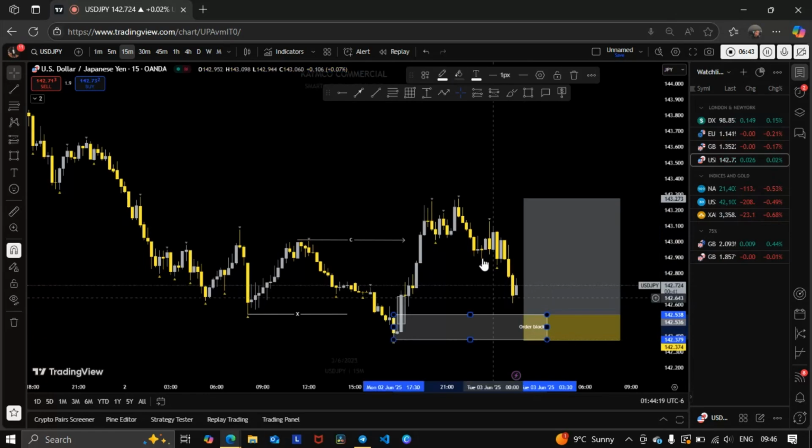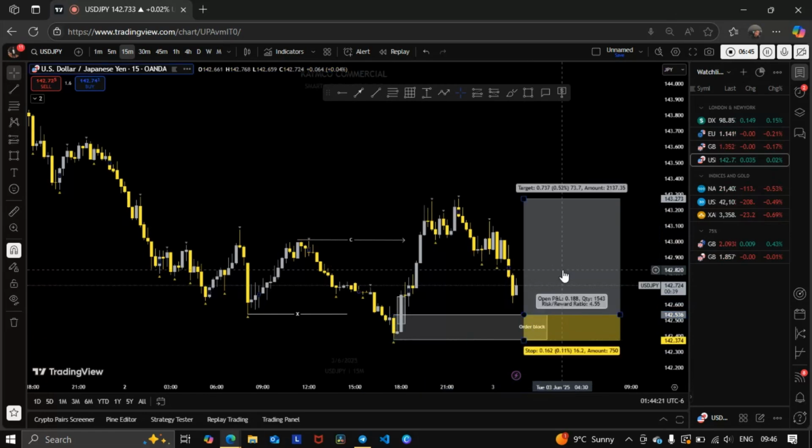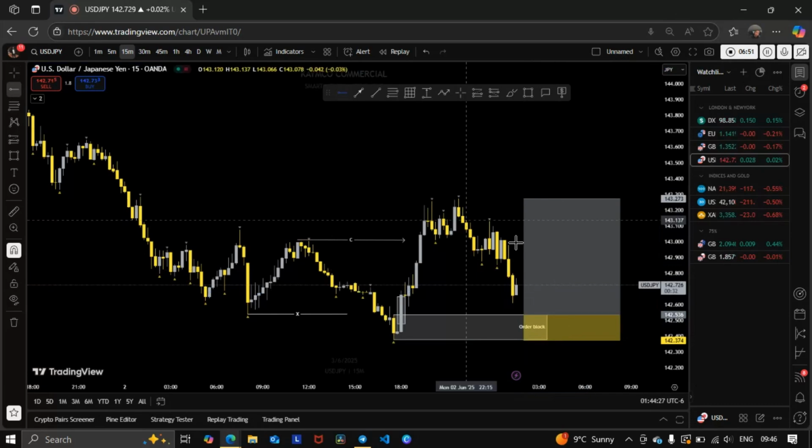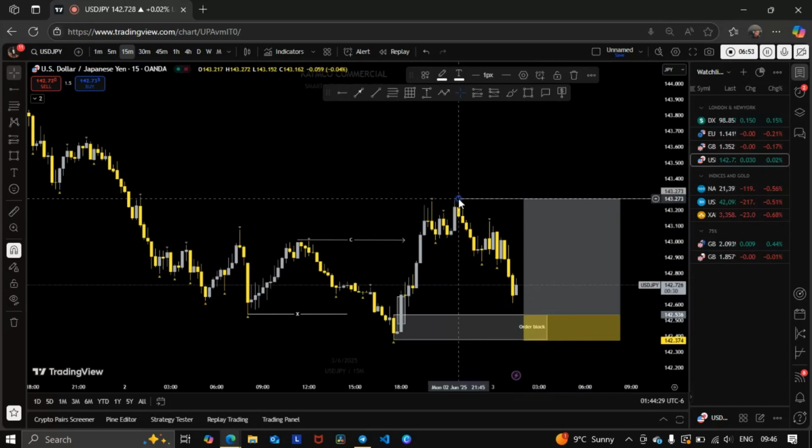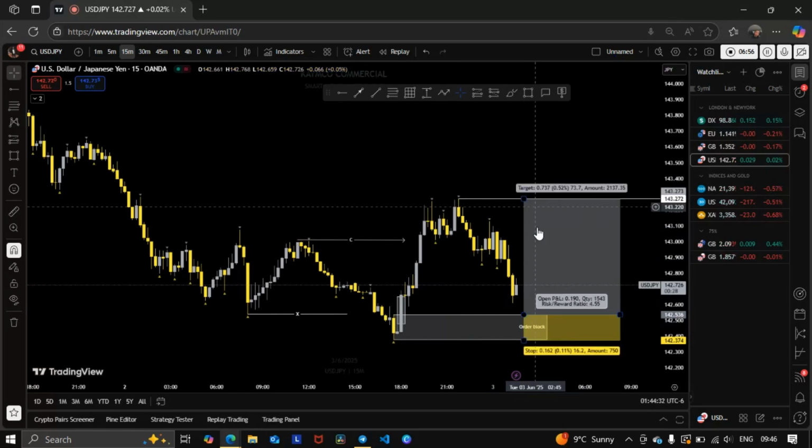So this is why I'm usually planning to take my position. So it's almost a 4.55 risk ratio. Yes, this is why I'm taking my entry, stop loss here, take profit there.